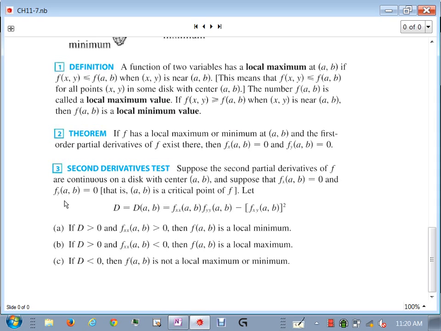Once I figure out what the point is, then I can go figure out what d is. But the first step is to figure out what the point a, b is. Understand? So to do it, I just need to take each of the partials, partial with respect to x, partial with respect to y, set them equal to 0, and then try and solve it algebraically.